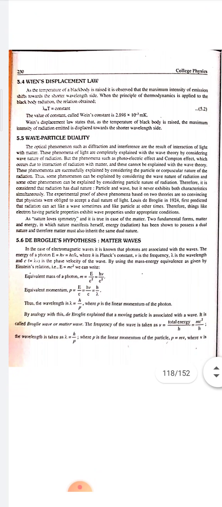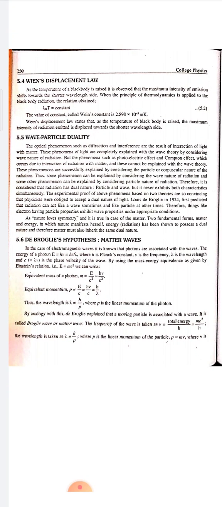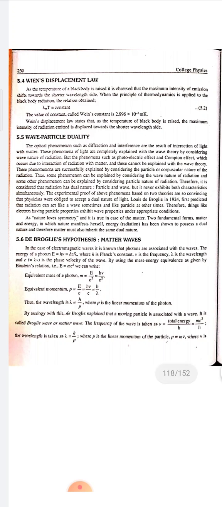In the case of electromagnetic waves, it is known that photons are associated with the waves. The energy of a photon is E = hν = hc/λ, where h is Planck's constant, ν is the frequency, λ is the wavelength, and c is the speed, or phase velocity, of the wave, that is c = λν.